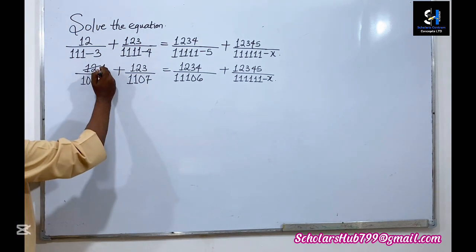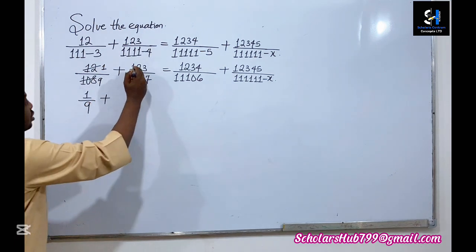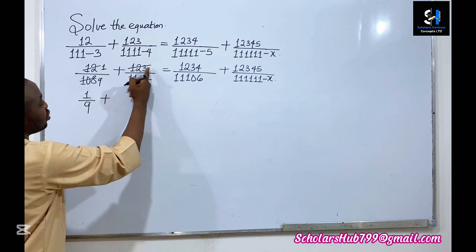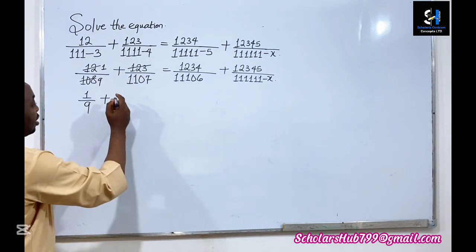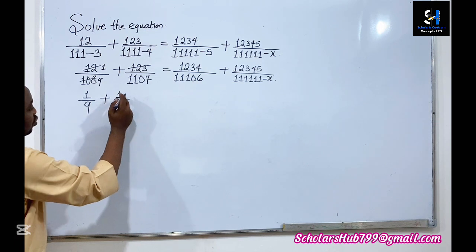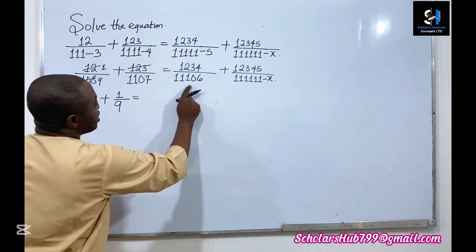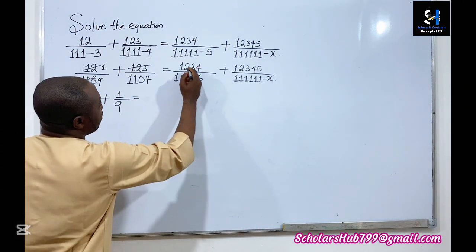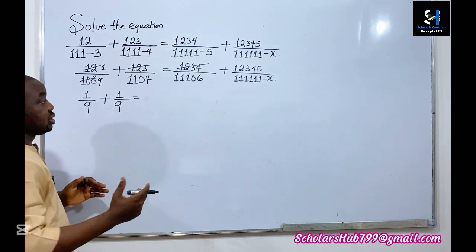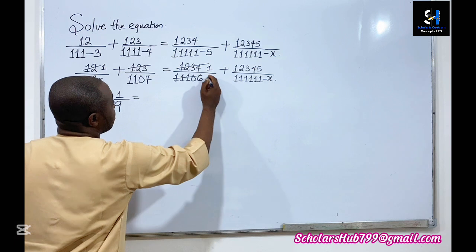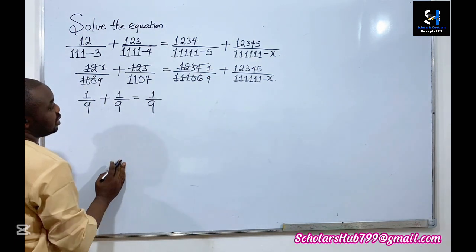So this will be 1 over 9. Then we can also get 123 in 1107 also 9 times. So this will be 1 over 9. In this case also, 1234 out of 11,106 will be 9 times. So that will be 1 over 9 as well.